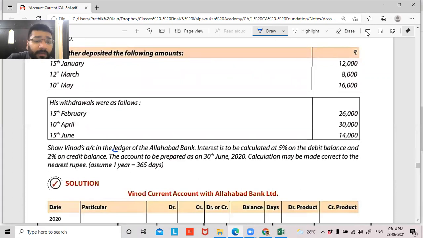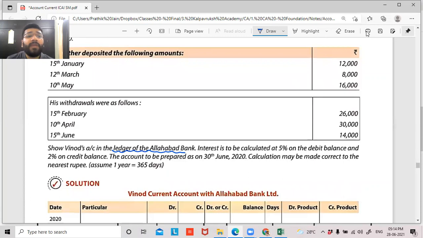In the ledger of Allahabad Bank, guys, so we are preparing this in the books of Allahabad Bank, and the ledger account is Vinod. So we are preparing this account from the bank's point of view.